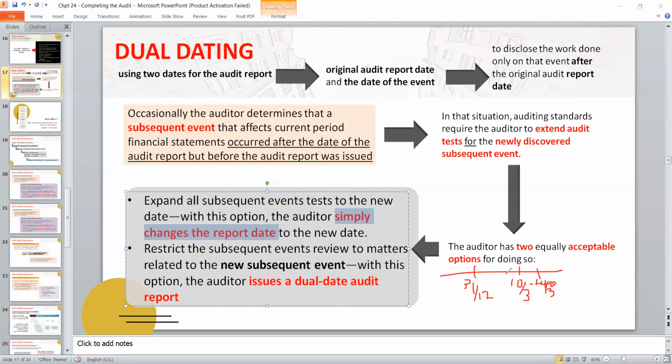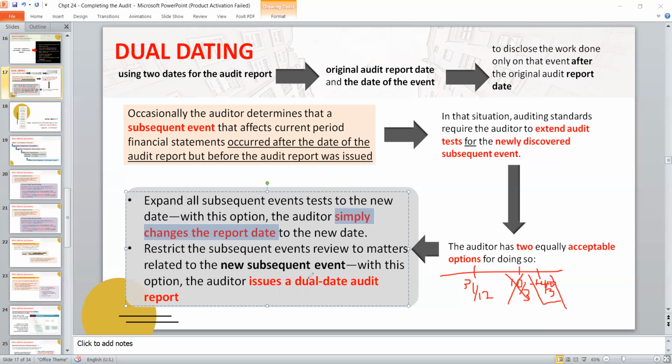So you just simply don't use the 10 marks for your audit report. You just simply change the report audit to 14 marks. The second option, you restrict the subsequent event review to matters related to the new subsequent event. With this option, the auditor issues a dual-dated audit report.